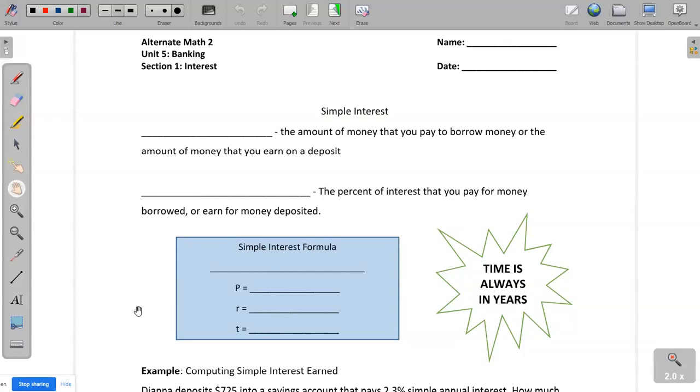Today, we are going to be looking at the first part of interest. The first part of interest we are going to learn about is simple interest.